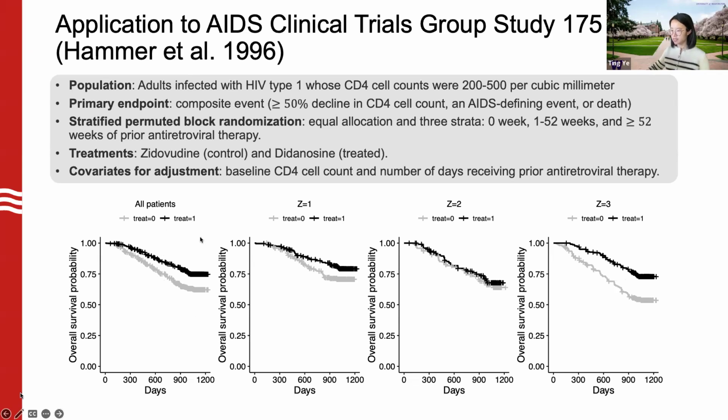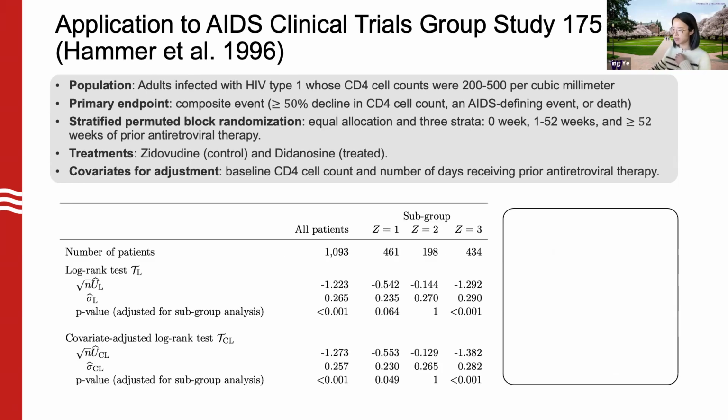We see there is clear separation of the Kaplan-Meier curves overall. Across subgroups, Z equals 1 and Z equals 3, which correspond to no prior therapy or greater than or equal to 52 weeks of prior therapy, show separation. But the middle group, which has 1 to 52 weeks of prior therapy, looks like it has no separation. Then we apply the standard log rank test to the data, and also the covariate adjusted log rank test. We separately report the numerator and denominator of the statistic, and also the p-value.